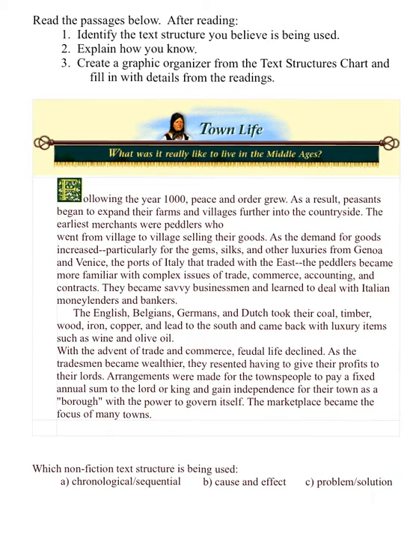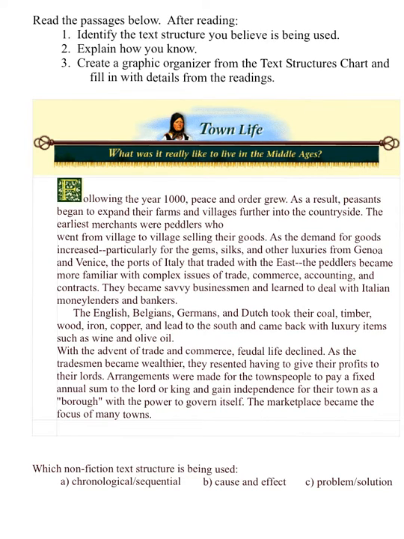The English, Belgians, Germans, and Dutch took their coal, timber, wood, iron, copper, and lead to the south and came back with luxury items such as wine and olive oil. With the advent of trade and commerce, feudal life declined. As the tradesmen became wealthier, they resented having to give their profits to their lords. Arrangements were made for the townspeople to pay a fixed annual sum to the lord or king and gain independence for their town as a borough with the power to govern itself. The marketplace became the focus of many towns.